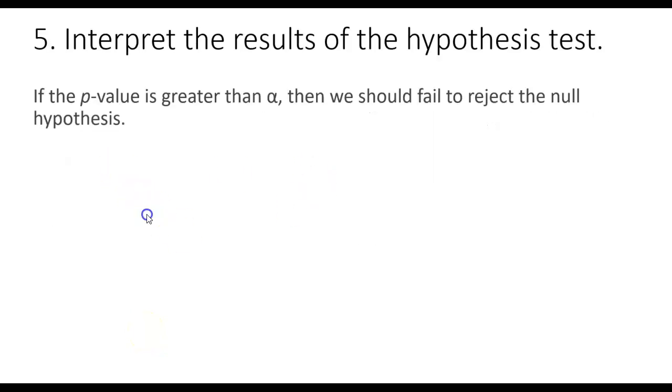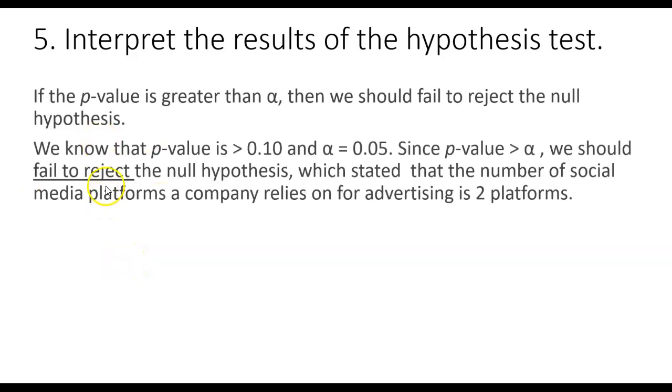So when I go to interpret the results, remember that if your p-value is greater than your alpha, or your level of significance, then we would fail to reject. Also, if the p-value is less than your level of significance, you would reject the null hypothesis. In our case, our p-value is greater than 0.10. Alpha, our level of significance, is 0.05. So since the p-value is greater than alpha, we should fail to reject the null hypothesis.